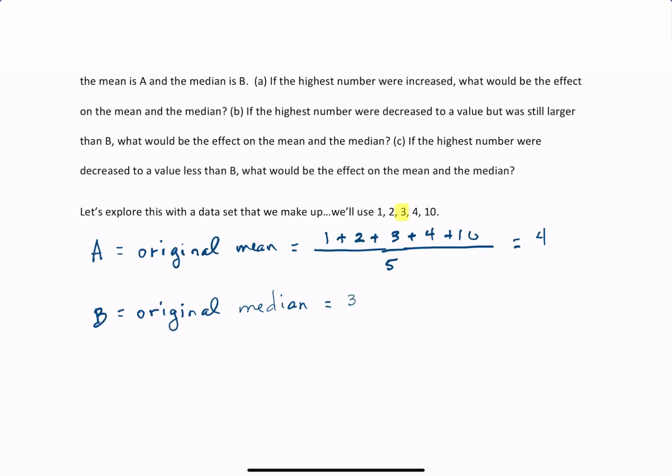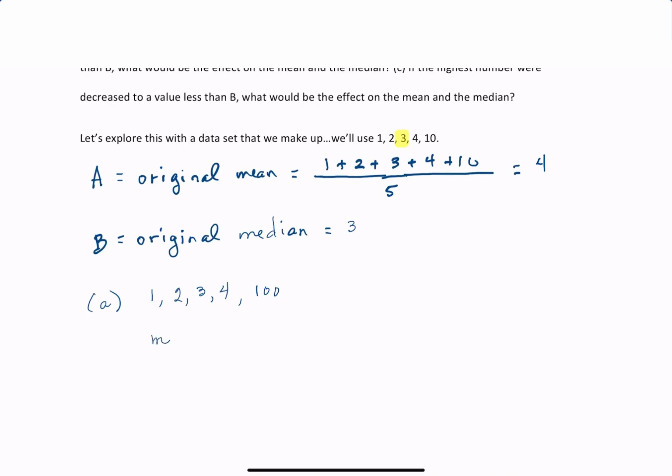Now in part A of this problem, it asks us to consider what happens if the highest number was increased. So let's change the data set to 1, 2, 3, 4, 100 and see what happens.